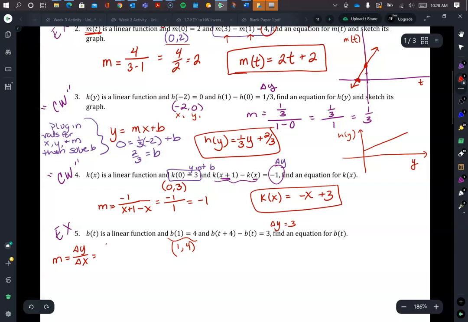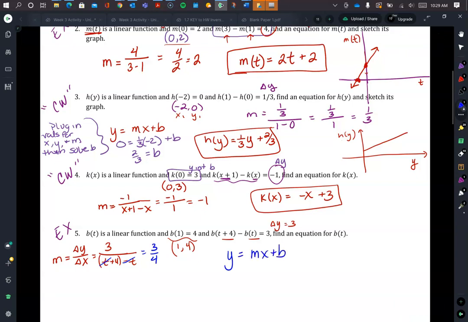So my delta y is 3, and my delta x is going to be t plus 4 minus t. You don't really need to have the parentheses in there, but I would just put them for emphasis. And then these will go to 0. So I end up with my slope is 3/4. I don't know my y-intercept yet, so I'm going to plug into y equals mx plus b. I'm just using the generic form to write out and pop in. You don't actually have to write that every time.